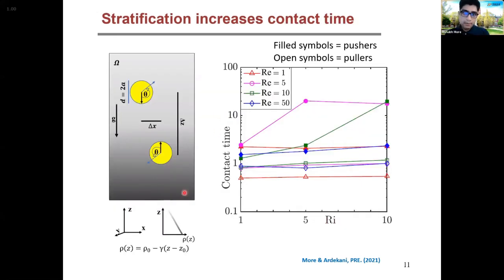Another important parameter to look at is the contact time of these swimmers as they collide in a stratified fluid. So with increasing stratification, we see that for both pushers and pullers, the contact time increases significantly. So this indicates that stratification might help these organisms if they are reproducing sexually. It might help them to spend more time near each other and can increase their chance of success.